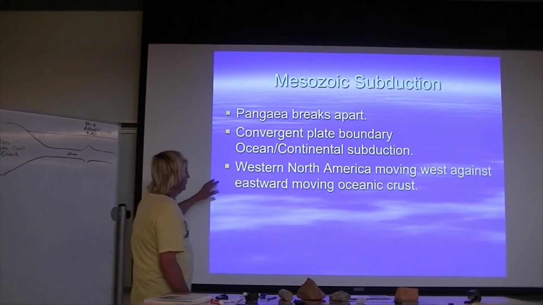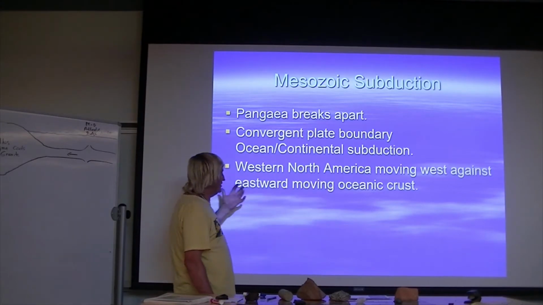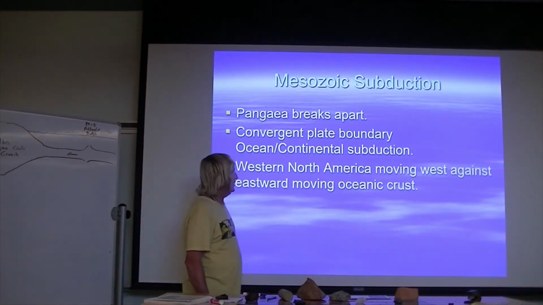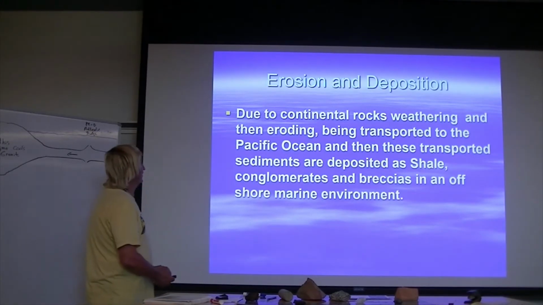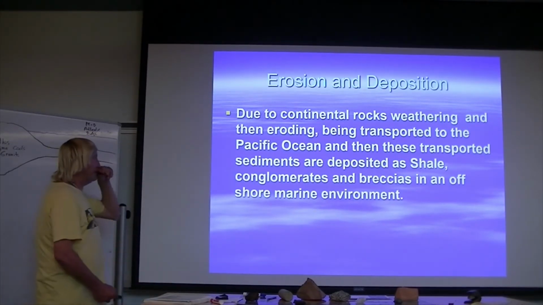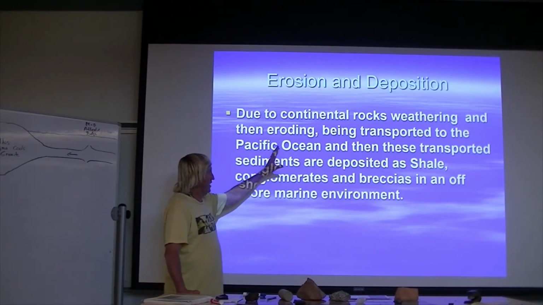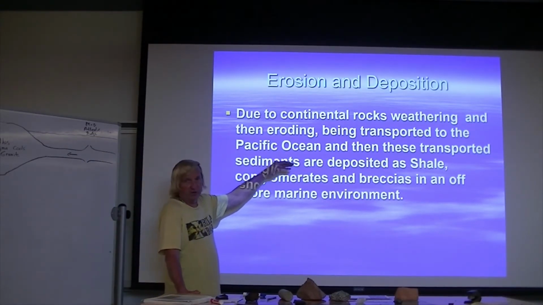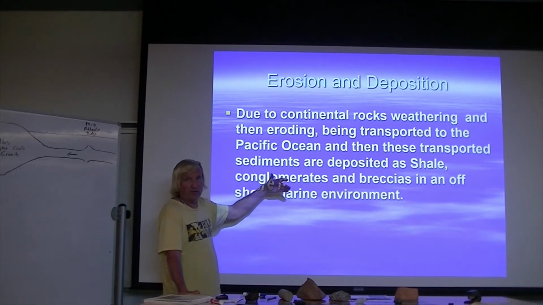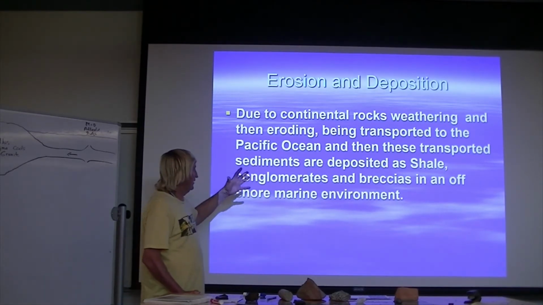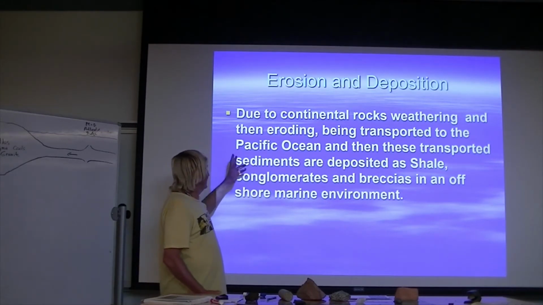So the western North American continent starts to move west against eastward moving oceanic crust. This is the Farallon plate. And due to these continental rocks weathering and eroding, they're shedding a bunch of sediments out into the ocean. This is choking up marine organisms. This actually led to a couple of extinctions in the early Paleozoic. When continents start moving, it actually results in extinction.